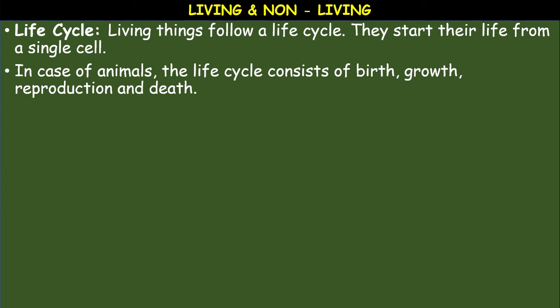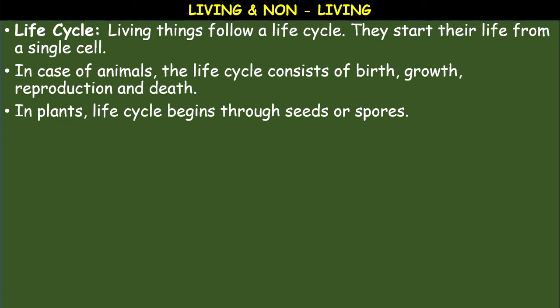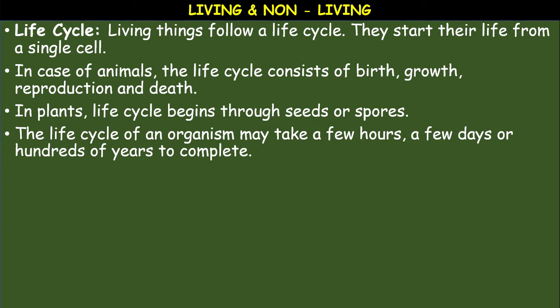Or we can say, if you take an equation, life cycle is equal to birth plus growth plus reproduction plus death, together called the life cycle. In plants, the life cycle begins through seeds or microscopic structures called spores, whether it is a flowering plant or non-flowering plant. If it is a flowering plant, the life begins with a seed. The seed germinates to form a plant. The plant grows and flowers, again forms fruits and seeds, like that.